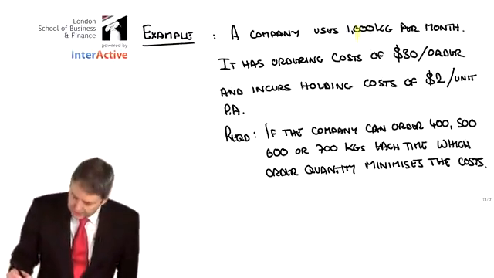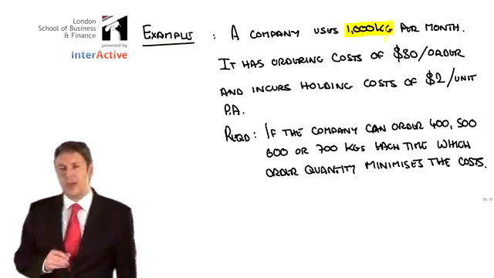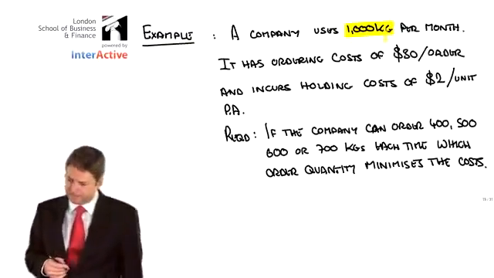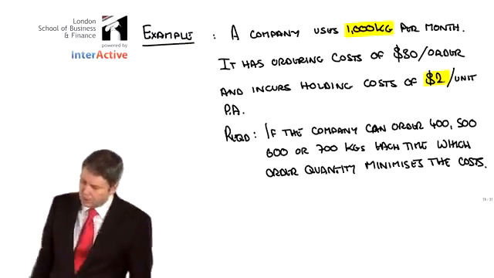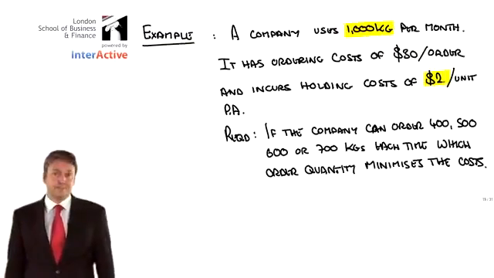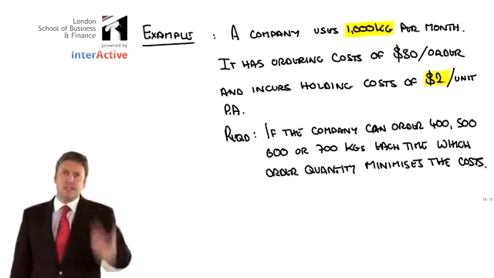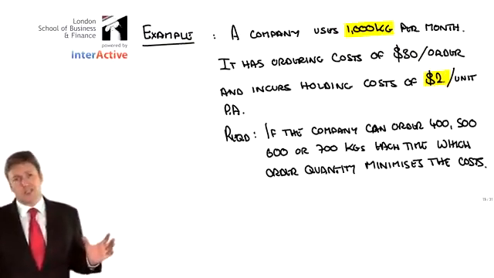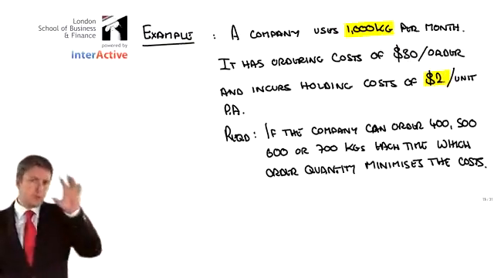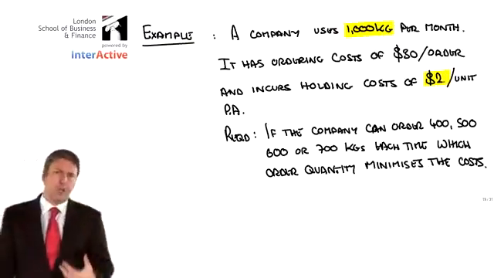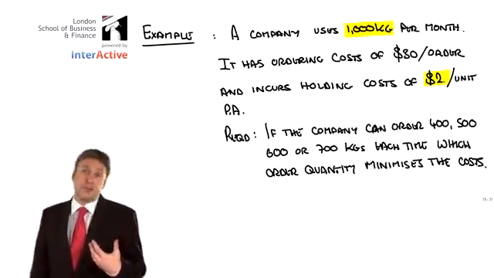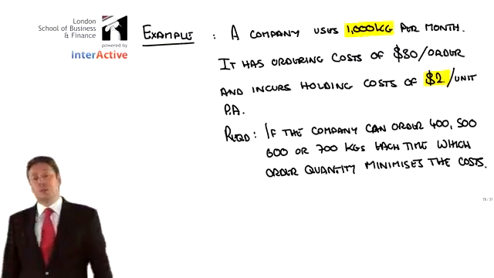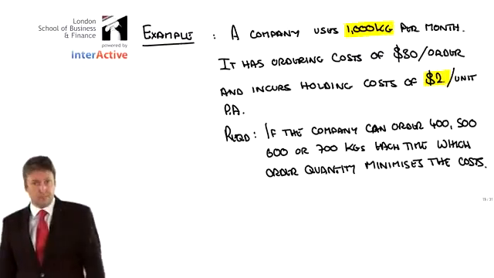Well, the issue is this. Our usage is 1,000 kilos, but that's per month, whereas the holding cost is $2, but that's per annum. Of course, it doesn't make sense to have this inconsistency. It's the only trick that the examiner can really play on you here. So make sure that you have everything over the same time period. And I think it makes sense here to make sure that the time period is 1 year.